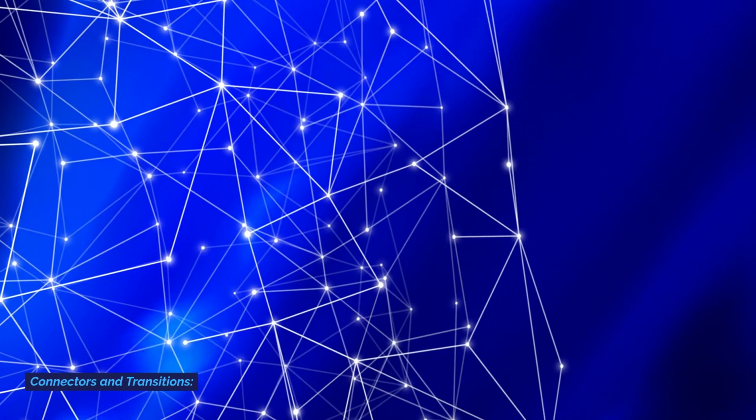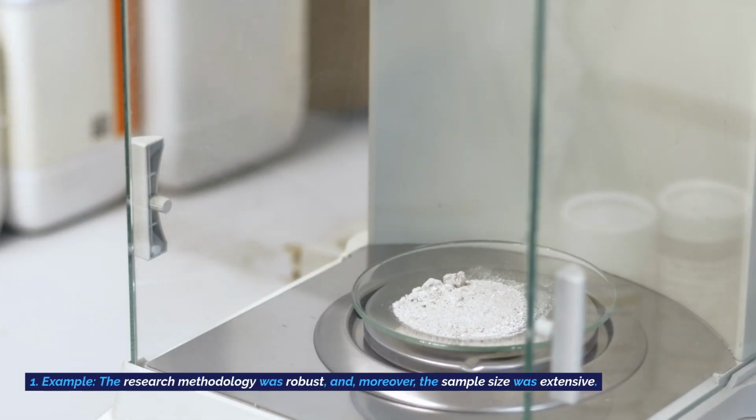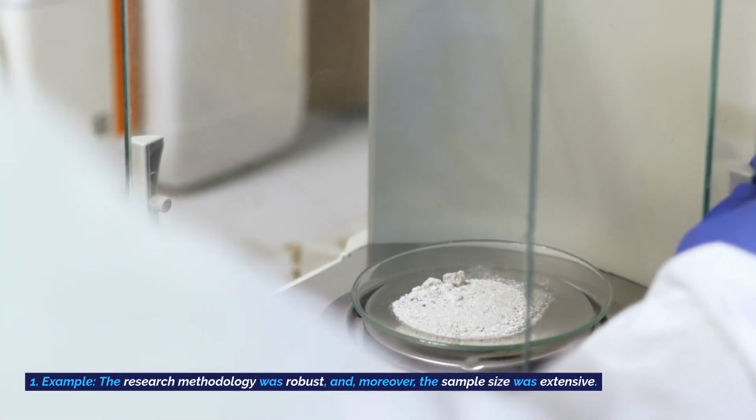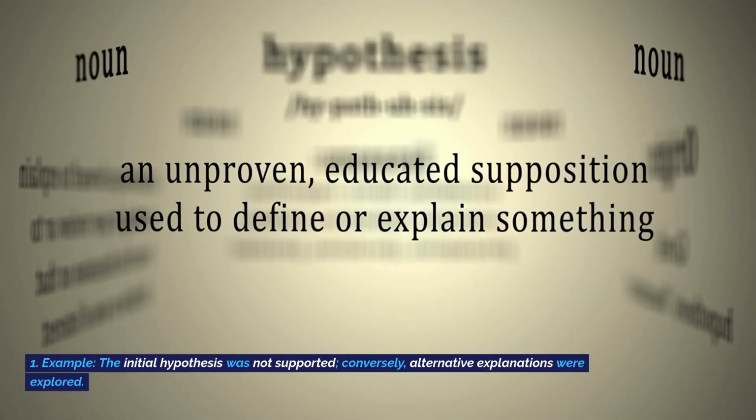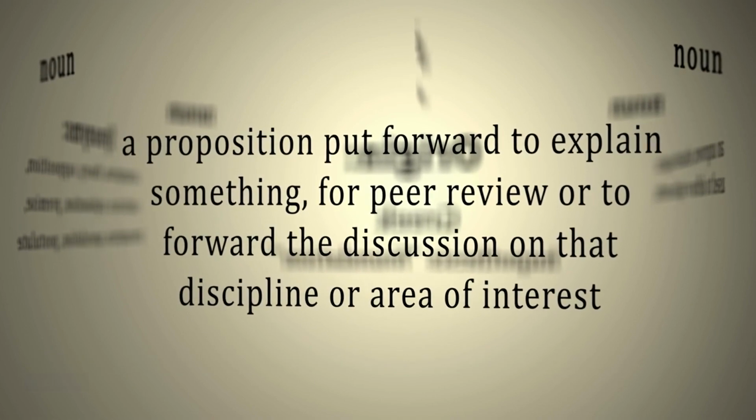5. Connectors and transitions. Moreover. Example: The research methodology was robust, and, moreover, the sample size was extensive. Conversely. Example: The initial hypothesis was not supported. Conversely, alternative explanations were explored.